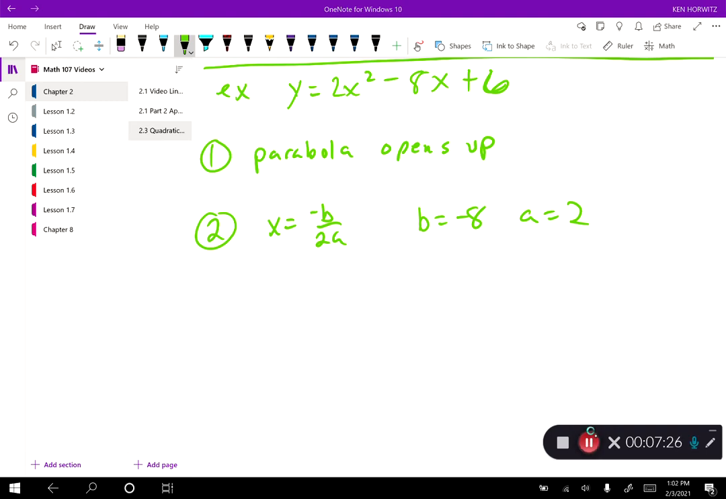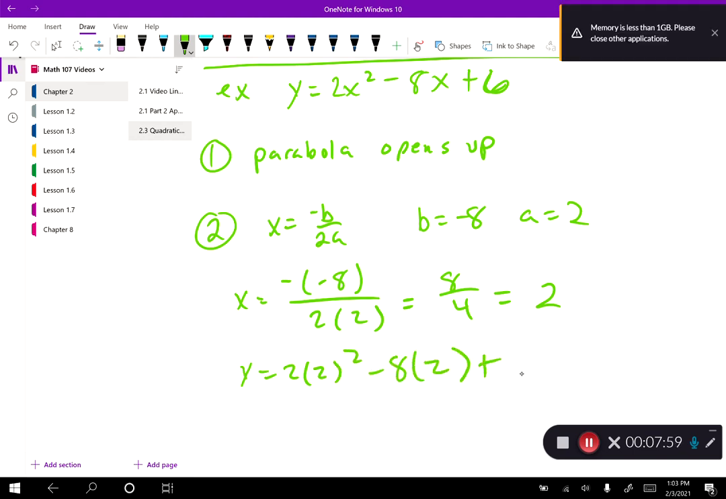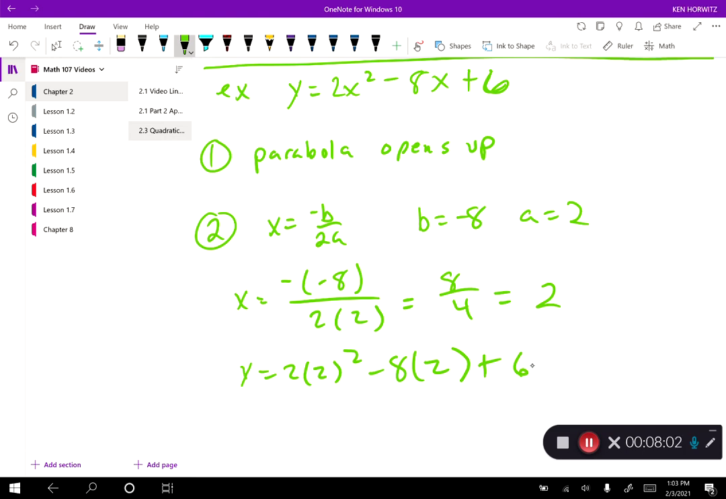All right, so hopefully you plugged in. So I get x equals negative 8 over 2 times 2, which is 8 over 4, which equals 2. Now we take that 2, and if you plug it into the original equation for x, you'll get out your y value. So why don't you do that? Why don't you pause the video? I'm going to write it out. Pause the video, do the calculation, and let's check our answer on the back end.